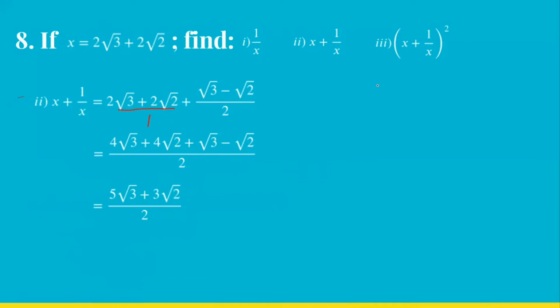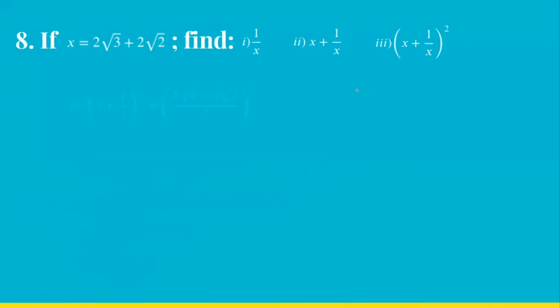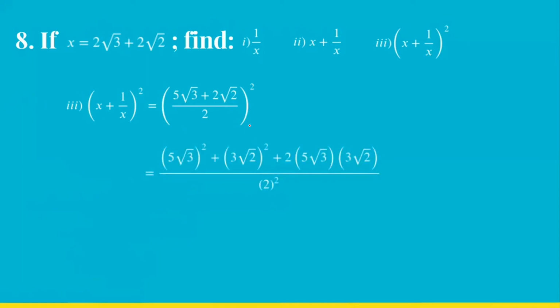Now we have to find the value of x plus 1 upon x the whole square. Let us expand this. A plus b the whole square is a square plus b square plus 2ab, and the denominator again squared. So 5 root 3 square: 5 square is 25 and root 3 square is 3. So 25 3s is going to be 75. 3 root 2 square: 3 square is 9 and 9 into 2 is 18. 2ab: 2 5s are 10, 10 3s are 30, and root 3 into root 2 is going to be root 6. 2 square is 4.